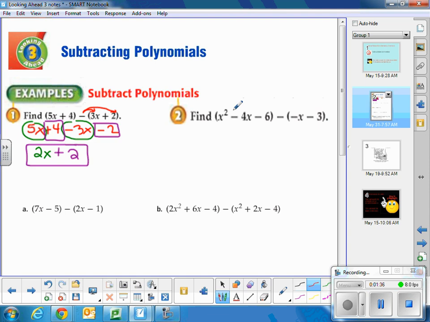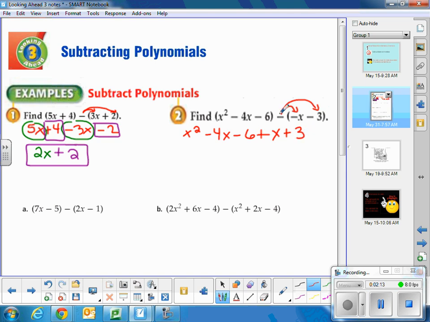The second example, again, we'll just go ahead and write down the first polynomial exactly as it is. x squared minus 4x minus 6. And now you're going to subtract everything that's inside of the second set of parentheses. So now we're going to subtract a negative x. Subtracting a negative x is the same as adding a positive x. So I'm going to write plus x. And then subtract a negative 3. Minus negative 3 is the same thing as adding a positive 3.